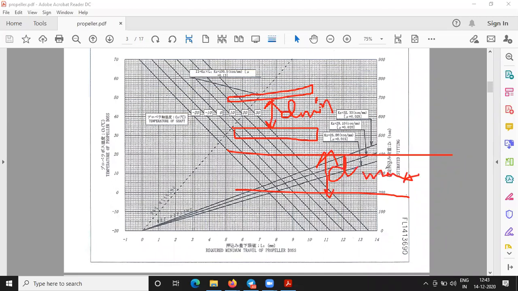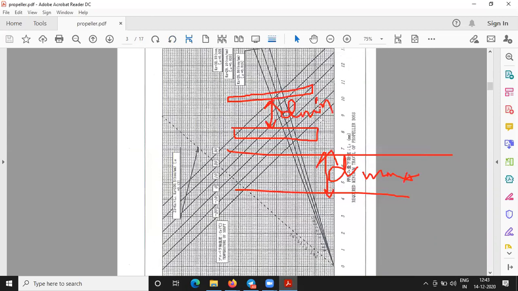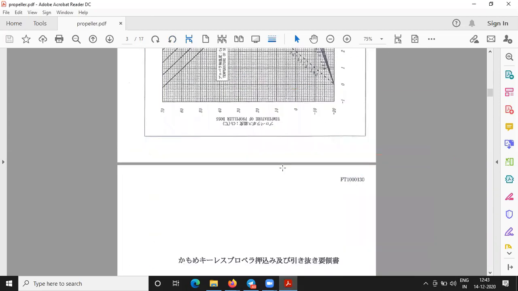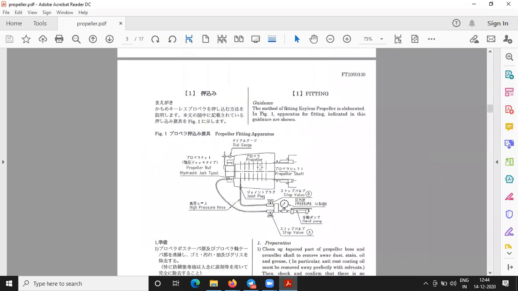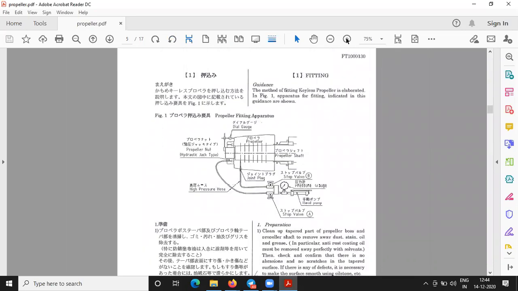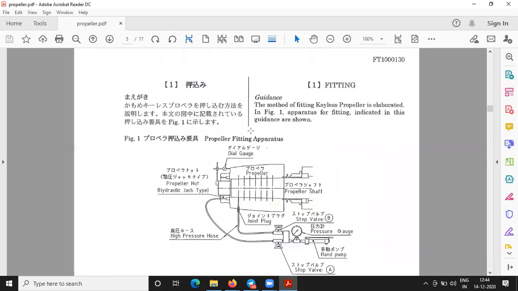Okay, sir. Not wasting time, we'll go further. We'll have to quickly finish this, and of course we'll clarify all your doubts. Indrajit Singh had sent me a question: why is the tail shaft tapered 1:100? So we'll answer that also. Okay, observe this. So let's go for fitting and removal.